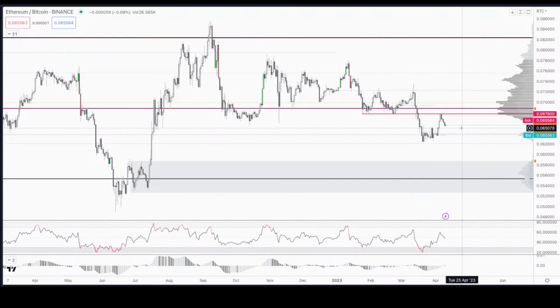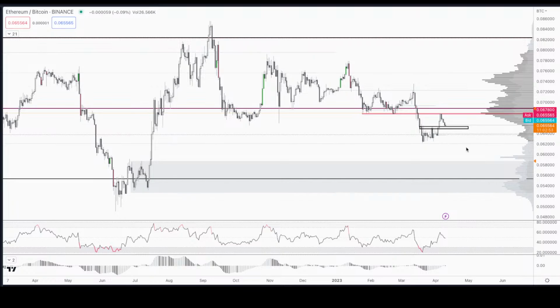Yeah, I mean, it needs to bounce here. If it's gonna bounce, it needs to bounce here. Like, this is a good area to bounce. If it loses this, then I'd suspect that it's gonna go lower to this area, which means that BTC is gonna outperform ETH.